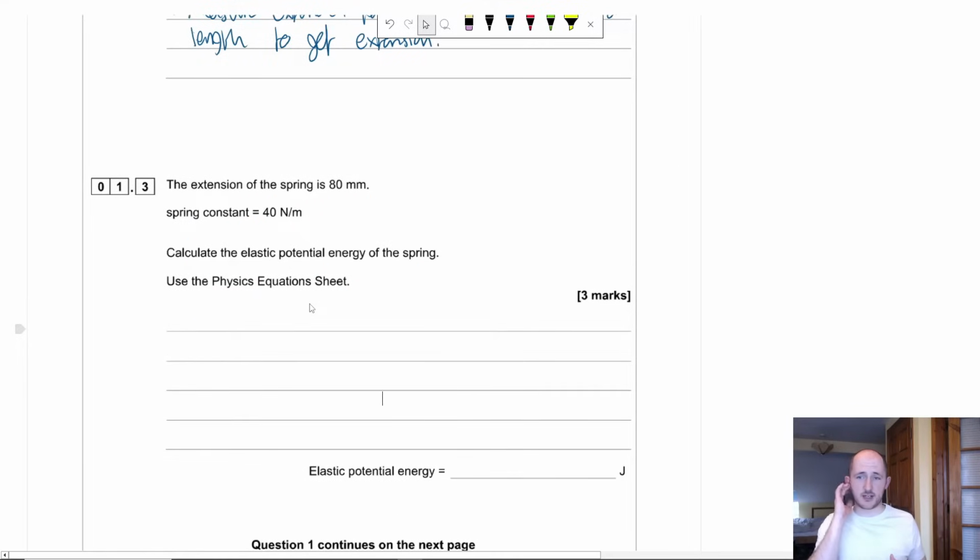So for part 3, it says the extension of the spring is 80 millimeters. The spring constant is 40 newtons per meter. Calculate the elastic potential energy of the spring. Use the physics equation sheet for 3 marks. This is a lot of marks for a question that's not too bad.